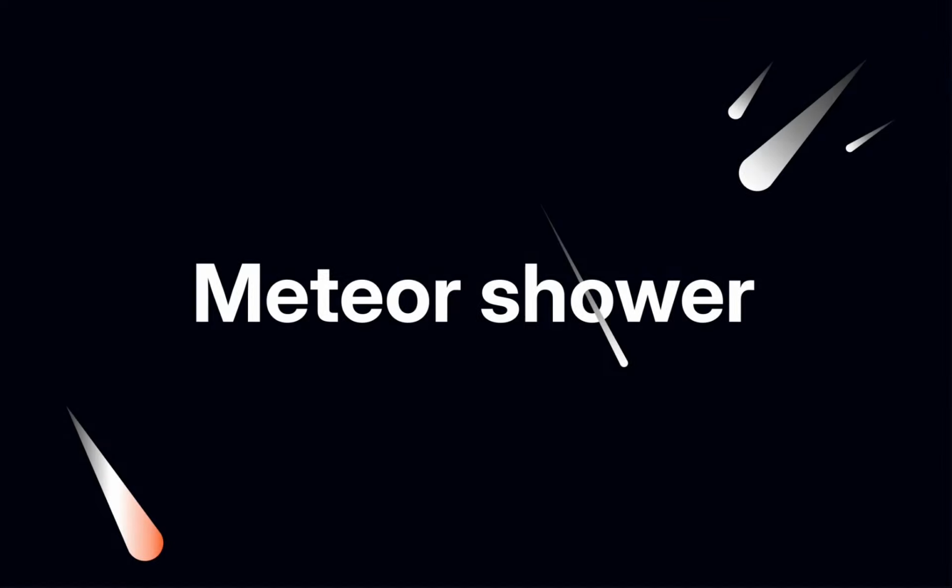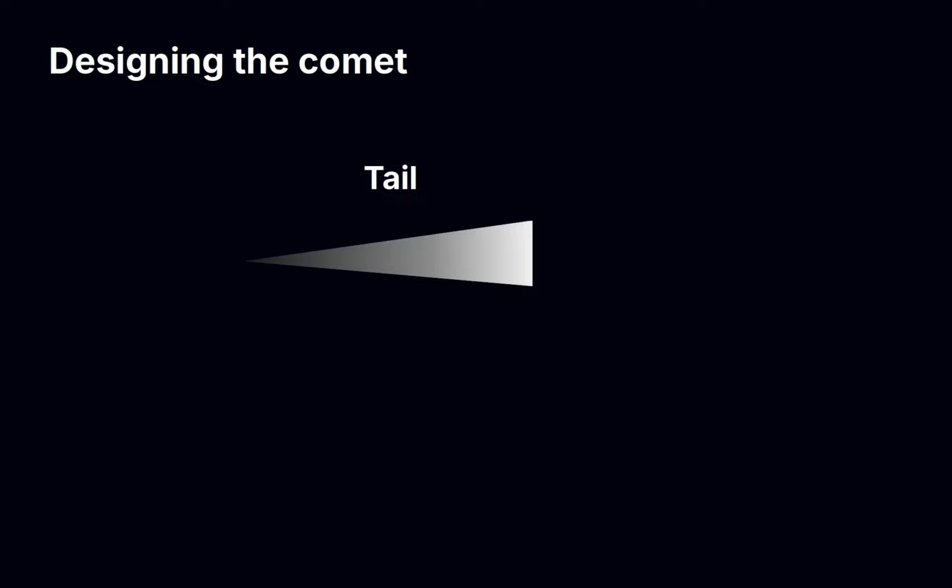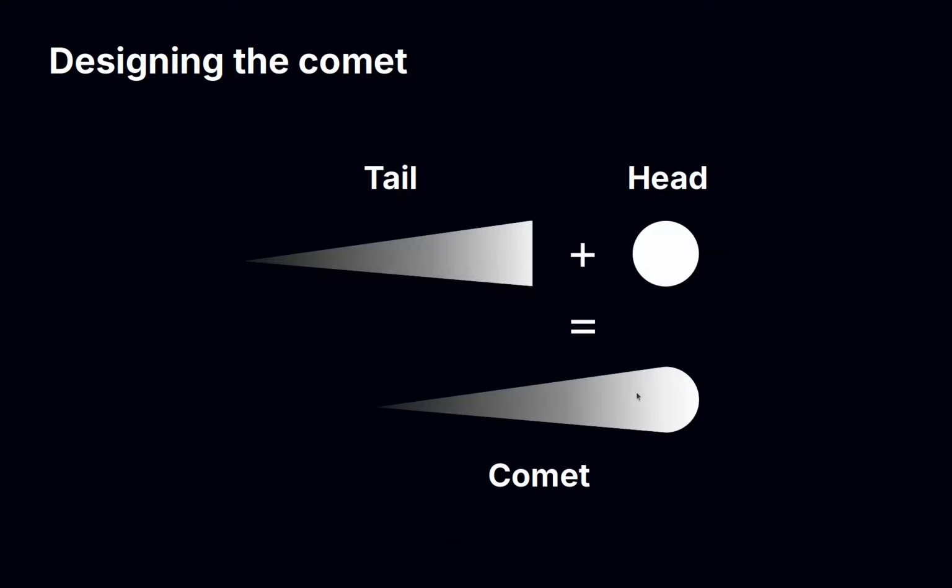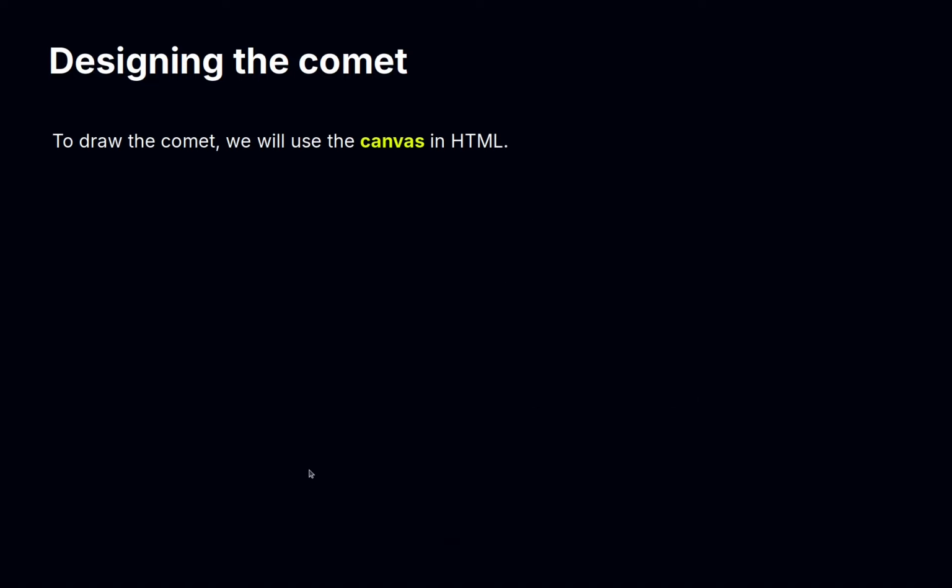Now let's see how to design the meteor. You can design it in different ways, but here is what I propose. We will start with the tail. We will draw it like a triangle, and after that we will add to it the head. This will give us the comet. It will look like this. We are going to use the canvas in HTML to draw the meteor.